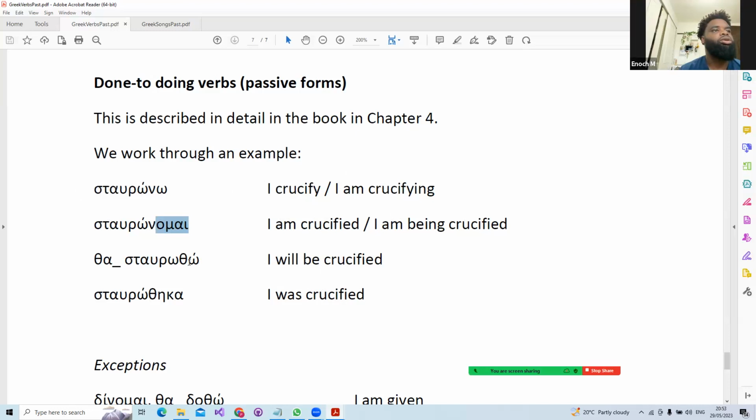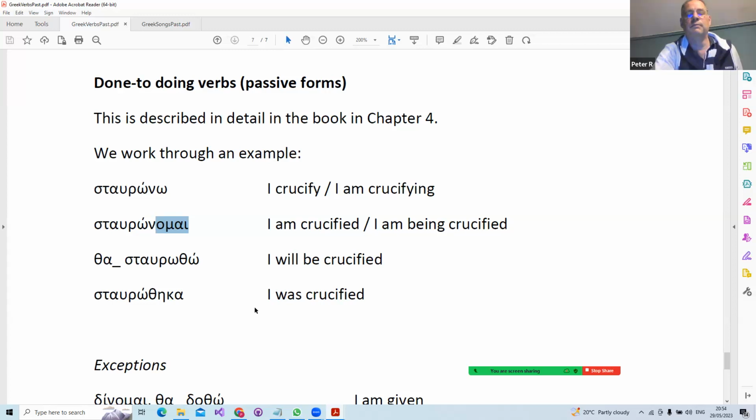And it kind of goes a bit wild. It's explained in the book, and actually that's what my lesson was on today. So you're on quite advanced stuff really. So this ome for the future becomes tho, and the tonos has moved right up. So I will be crucified is stavrotho. And then I was crucified. The tonos moves back again, and as well as the tho, we've got an extra eek, and then we've got the ending here. Stavrothika, I was crucified.